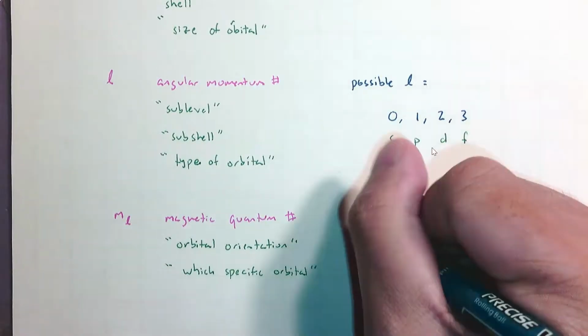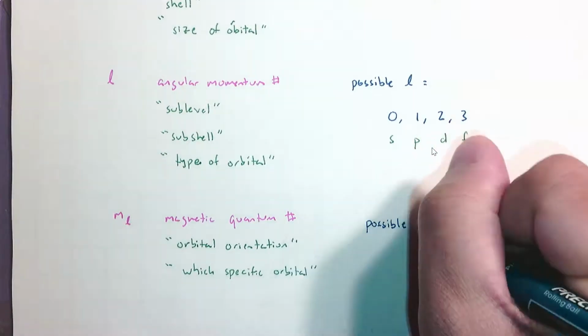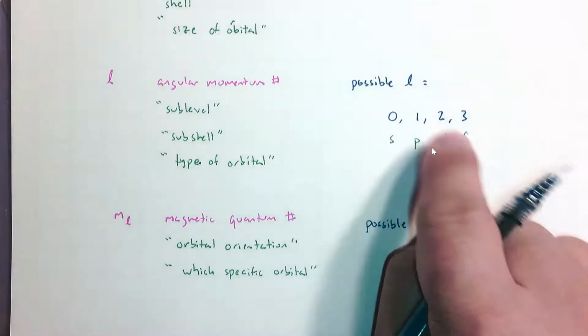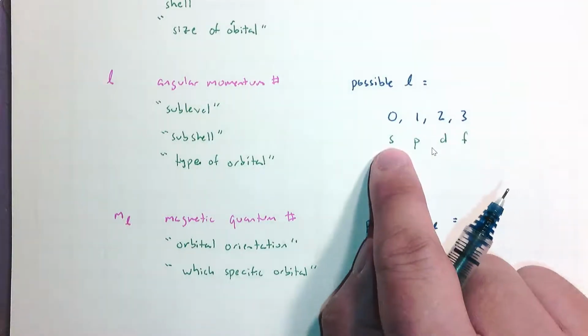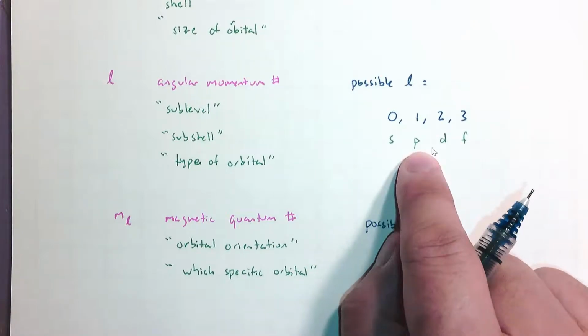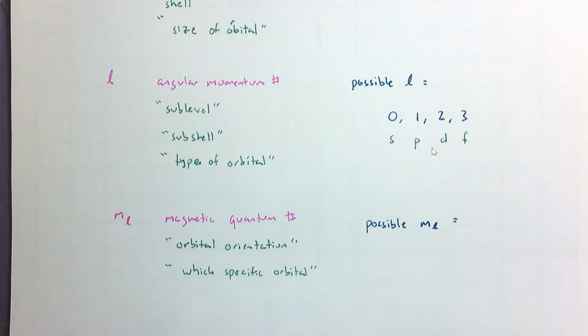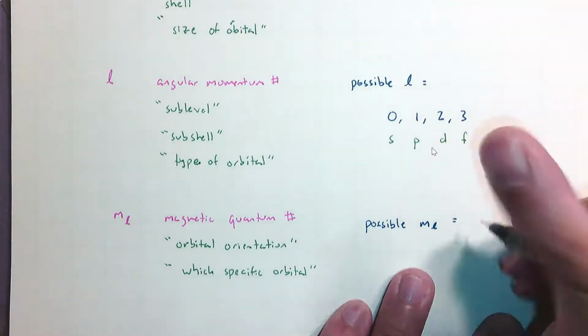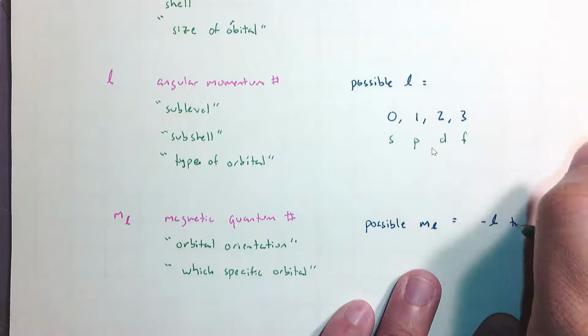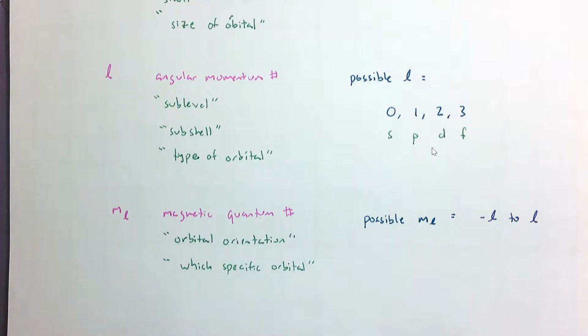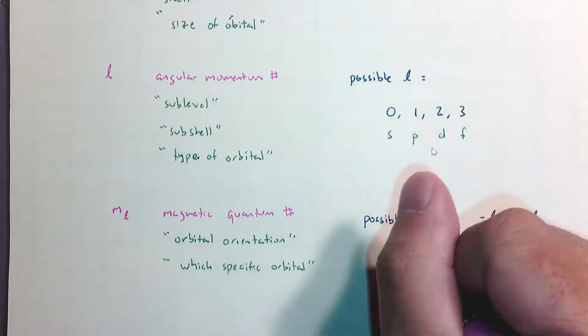The possible m sub l's are a little bit tricky because it depends on the orbital. There's one s orbital per shell, 3 p orbitals, 5 d orbitals, and 7 f orbitals. So what I like to say is that what's possible for m sub l is you take negative L to L. What does that even mean? Let's use black.